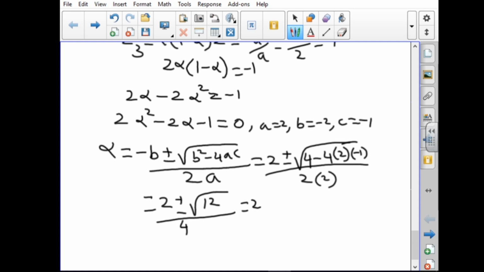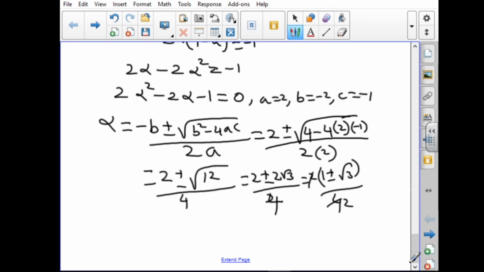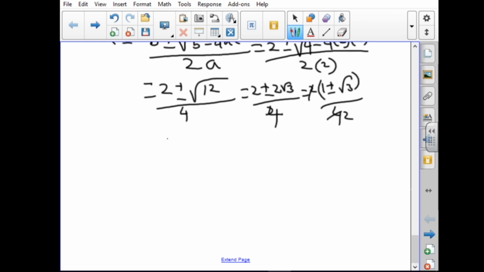And now we know that root 12 can be written as root 4 into 3. So root 4 is 2. So it is 2 root 3, by 2 into 2, by 4. So now in the numerator 2 is common, take it out. So 2 into 1 plus or minus root 3, by 4. So 2 goes here 2 times. So we get it is equal to 1 plus or minus root 3 by 2.